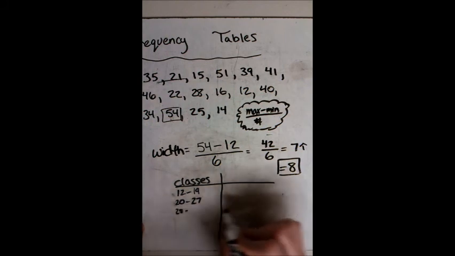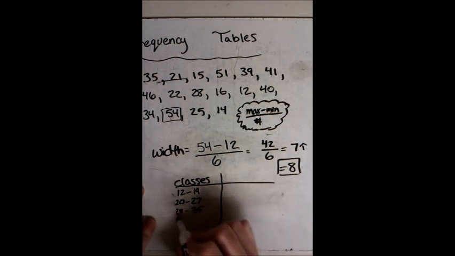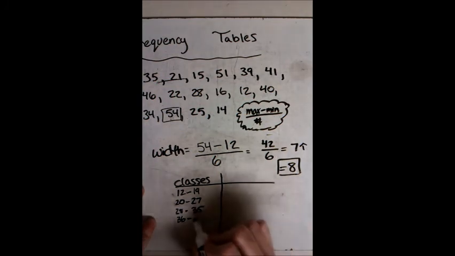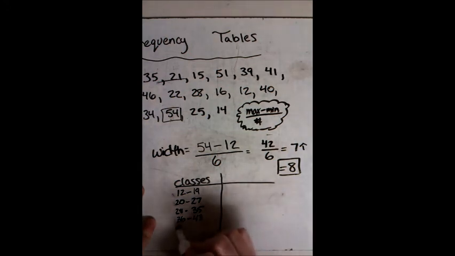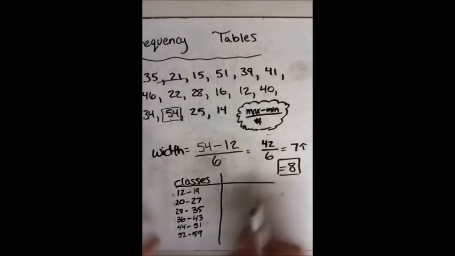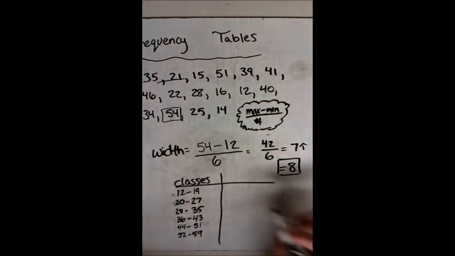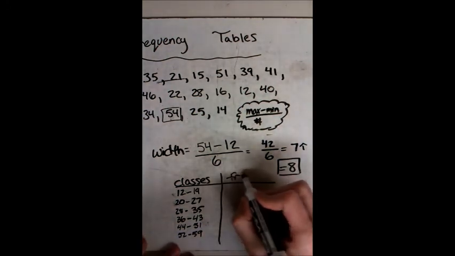And then 28 would be 35. And then from 36 to 43. And 44 to 51. And 52 to 59. If you've done it correctly, your whole data set should fit into this little table that we're making. So then we want to measure the frequency.